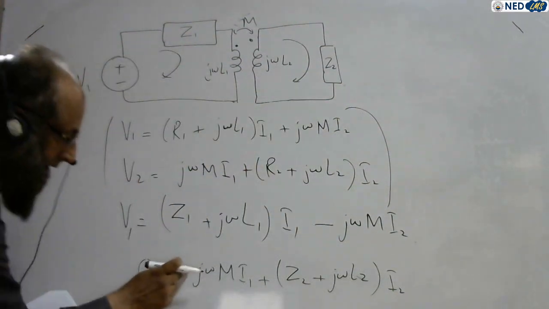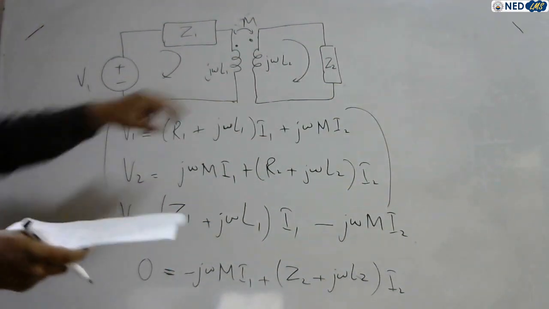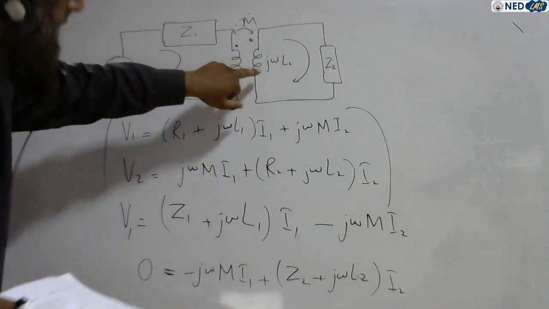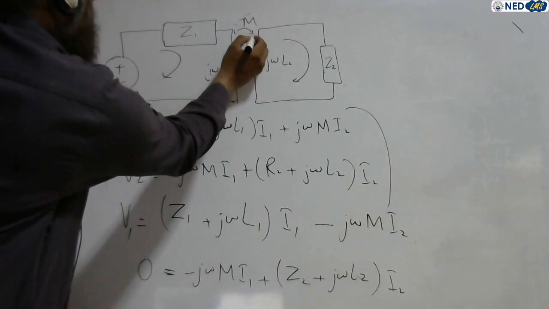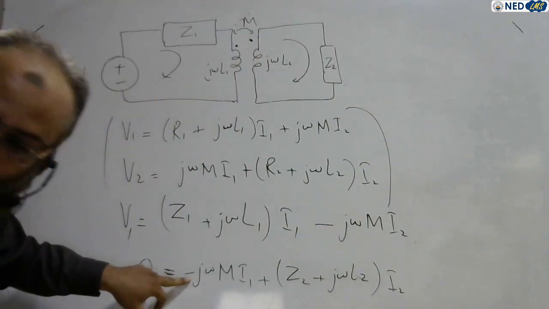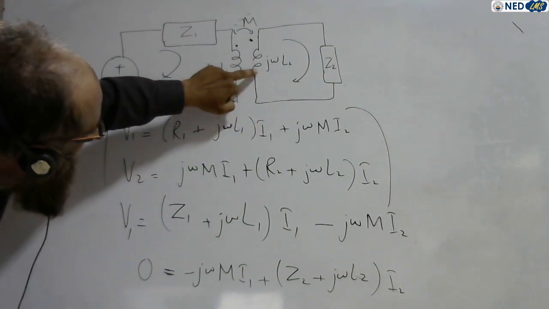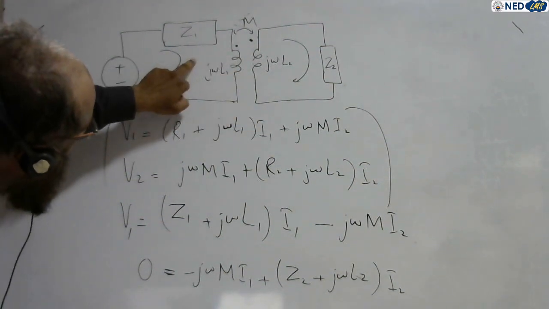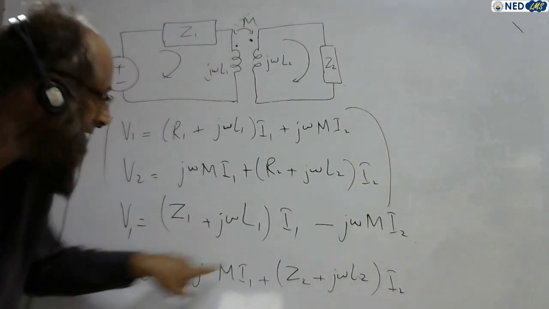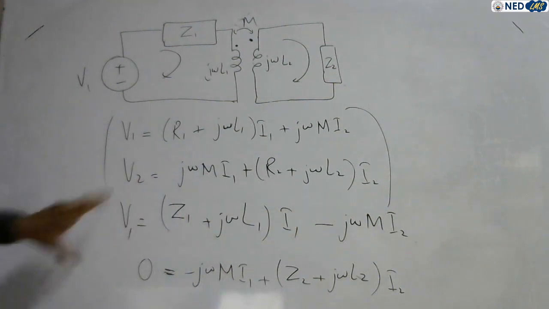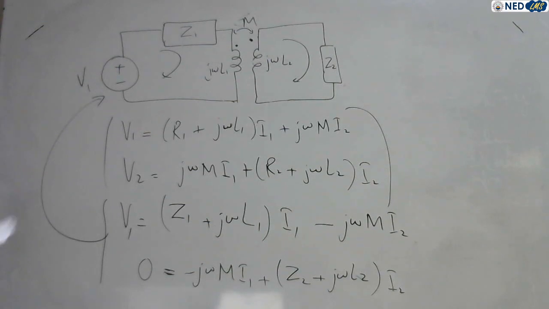And is this mutual positive or negative? This mutual is negative. Why? See, in this circuit the current flows in the undotted terminal of this coil, while the current flows in the dotted terminal of the other coil. The configuration is changed, so the mutual appears negative. So these two equations are for this circuit. I hope you understand.